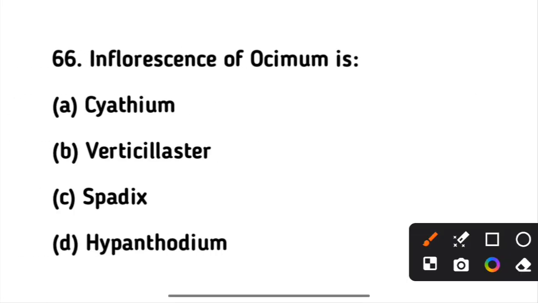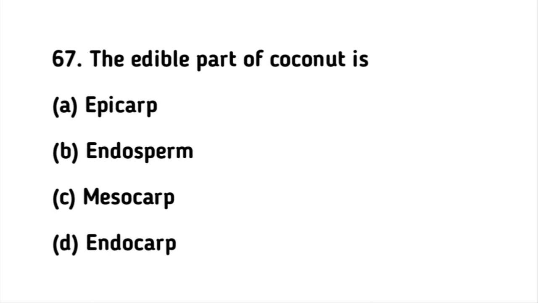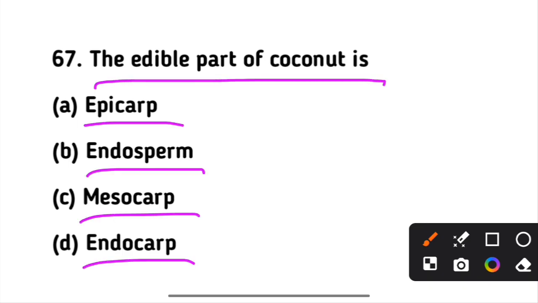Next question. Inflorescence of ocimum is cyathium, verticillaster, spadix, hypanthodium. Option B is correct, verticillaster. Inflorescence of ocimum is verticillaster. Next question. The edible part of coconut is epicarp, endosperm, mesocarp, endocarp. Option B is correct, endosperm. The edible part of coconut is endosperm.